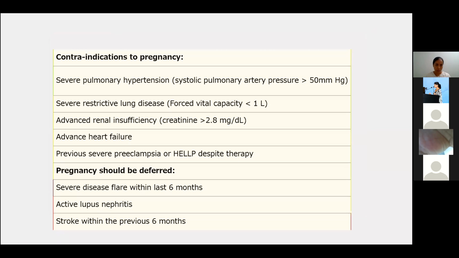The contraindications to pregnancy in a patient with lupus are severe pulmonary hypertension or severe restrictive lung disease, advanced renal insufficiency, advanced heart failure, or previous severe preeclampsia or HELLP despite therapy. These patients should be advised against pregnancy. And pregnancy should be deferred if there was a severe disease flare within the last 6 months, if there is active lupus nephritis, or if there was a stroke within the previous 6 months.